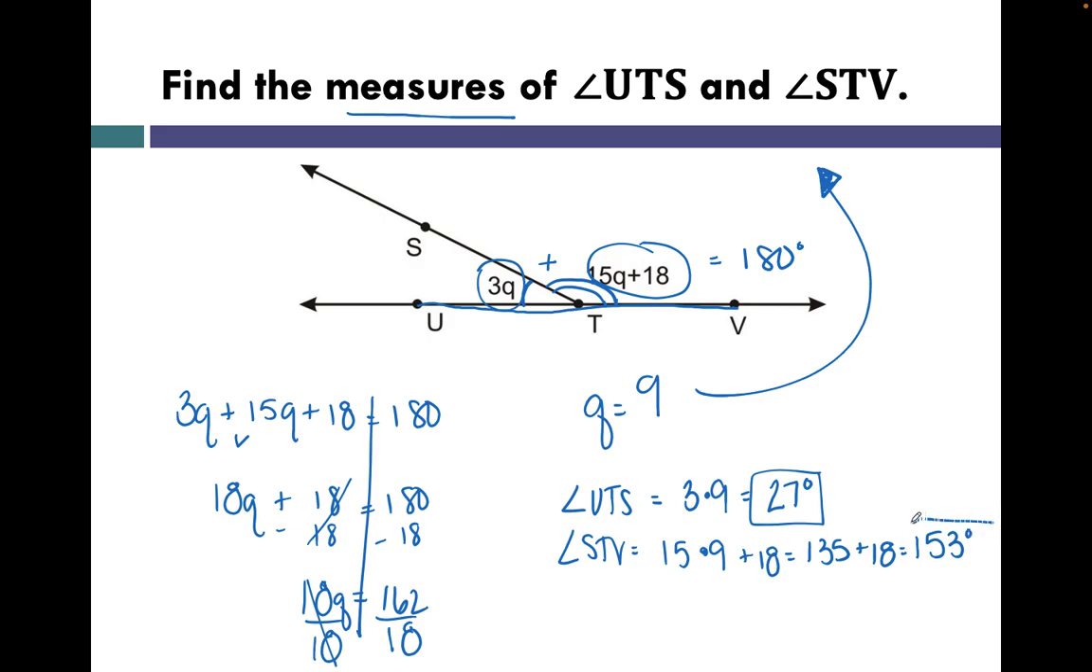Now, we do not get the same answers, which we expected. We aren't looking for them to be equal. However, we are looking for them to equal 180. So just to make sure your answers are correct, you can take one extra step at the end, and that's just to check to see, does 27 plus 153 actually equal 180? Yes, it does. So that means our equation's correct, our value of Q is correct, and we evaluated the angle measures correctly as well.